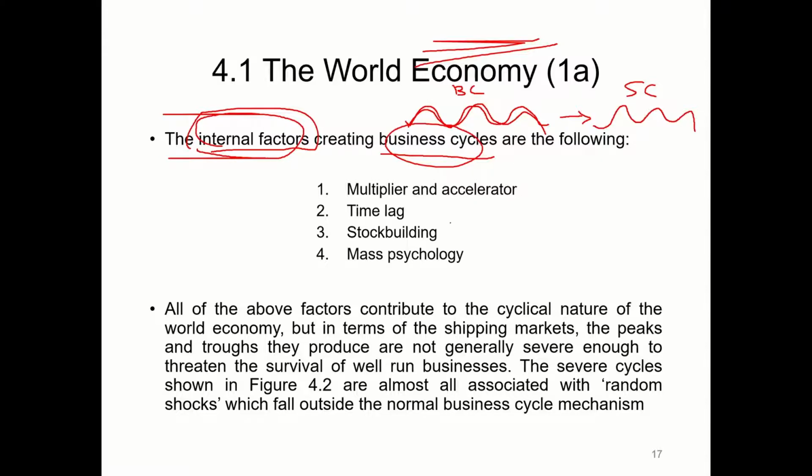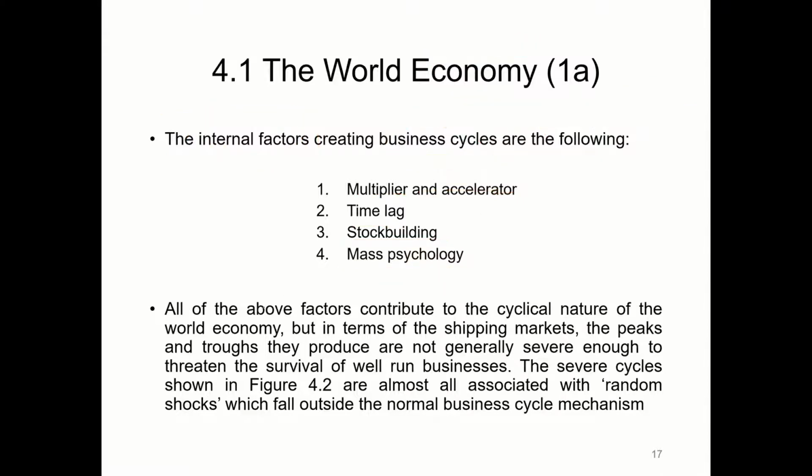So these are the four factors: multiplier effect, time lag, stock building, and mass psychology. It is these factors that cause the world economy to be cyclical in nature. And if the world economy or the business cycle is cyclical in nature, so will be the shipping markets or the shipping cycle.